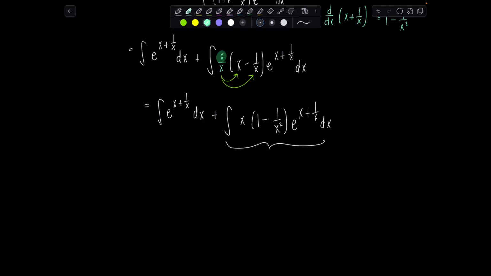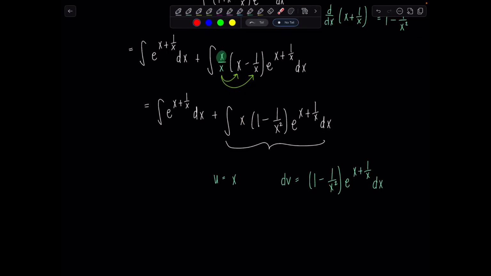So now let's go ahead. We'll let u be x, and then dv will be the rest of my integral, basically. So (1 minus 1 over x squared) times e raised to the x plus 1 over x dx. Why did we choose it that way? Well, I've set it up so that I know the antiderivative of this expression, right? We've set it up so that this expression out front is the derivative of the exponent. So we can figure out that antiderivative, no big deal.